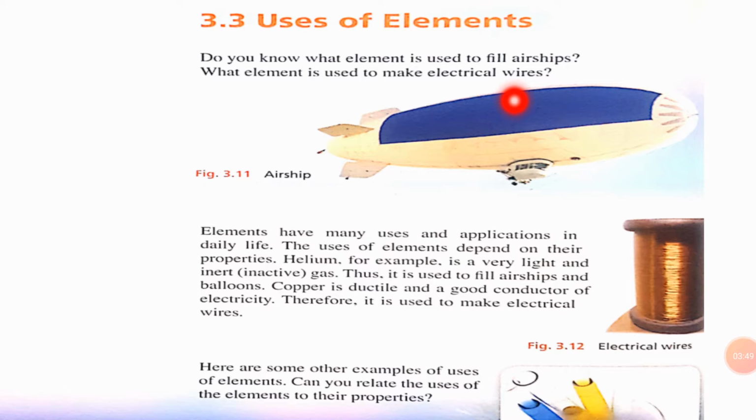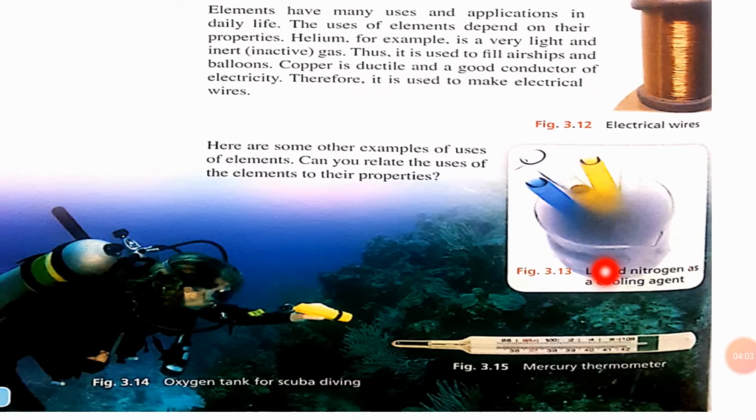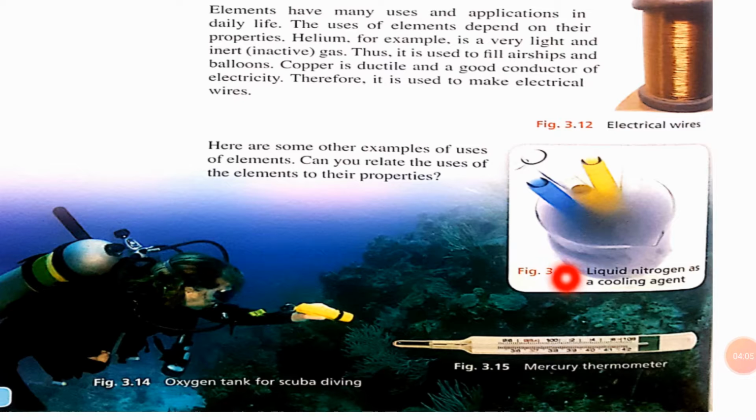Copper is ductile. Ductile means it can be easily drawn into wires. So this is the answer, that copper is used to make electrical wires. If you look at this diagram, you can easily observe that here is liquid nitrogen, which is used as a cooling agent in the laboratories.